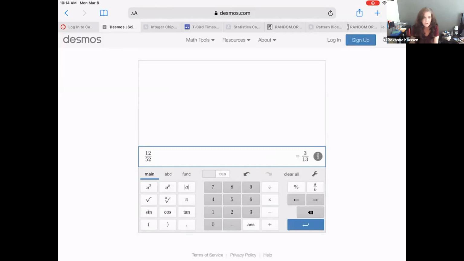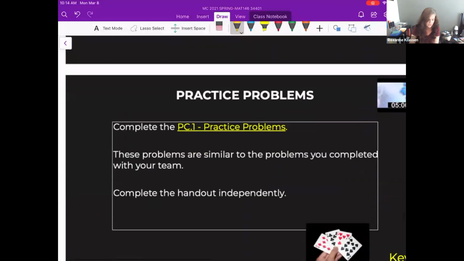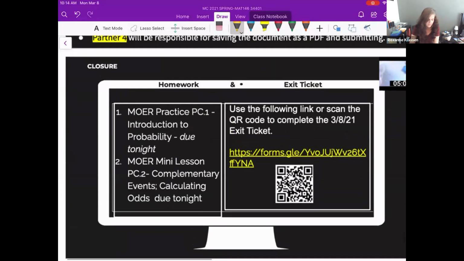Okay, so I have 2 exit ticket questions and I want to make sure you get to them. So take your time, read the directions because it'll mark you wrong if you don't put it in the correct format. We're going to start PC2 tomorrow. So you need to do your mini lesson for PC2 tonight. Also do your practice, which is the PC1 practice. And don't get behind on your homework because it's really hard to catch up and those points add up pretty quickly. Okay, so here is your exit ticket if you didn't use the QR code.